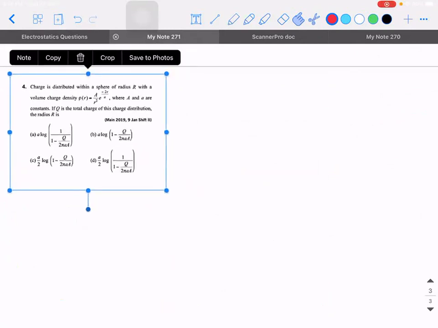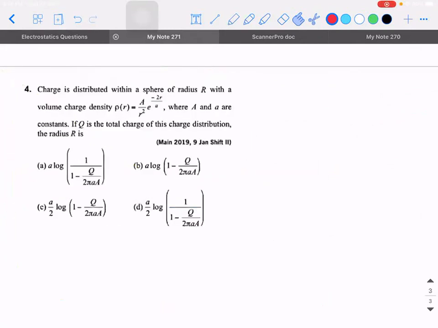Charge is distributed within a sphere of radius capital R with a volume charge density rho of r equal to a by r square into e power minus 2r by a, where a and a are constants. Q is the total charge distribution. The radius capital R is equal to how much? Okay, did you guys understand the question?